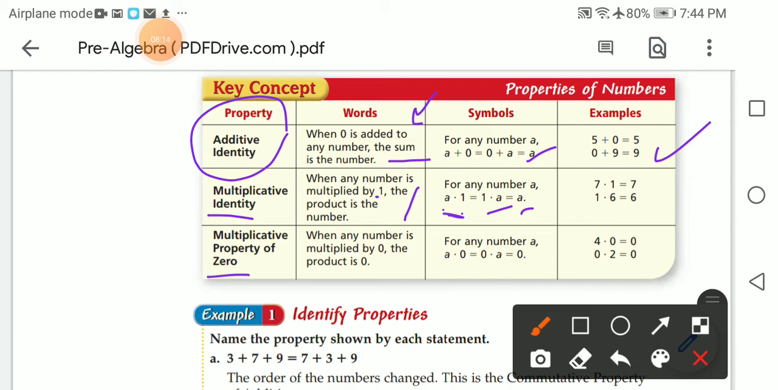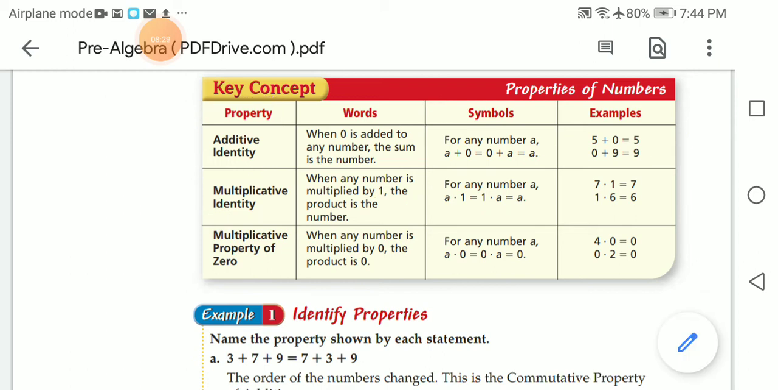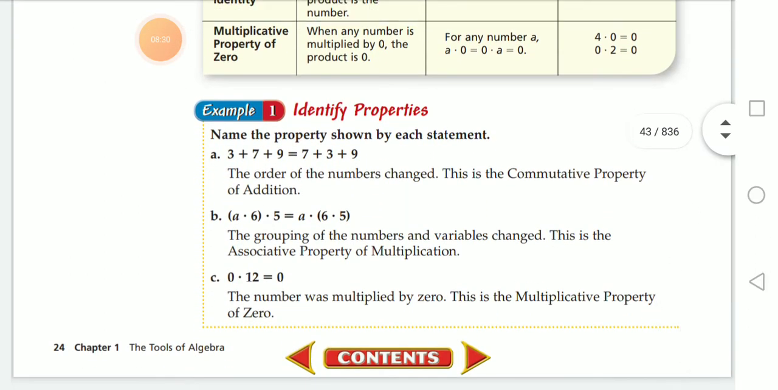So, multiplicative property of 0. We have the multiplicative property of 0. When any number is multiplied by 0, the product will be 0. When I say A times 0 equals 0, 0 times A equals 0. Okay, it's easy now, easy.